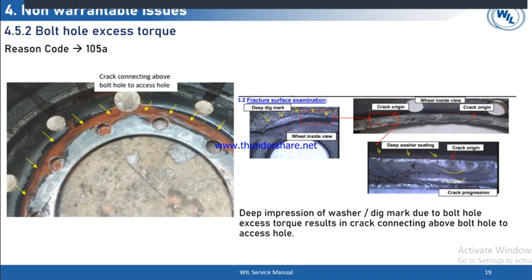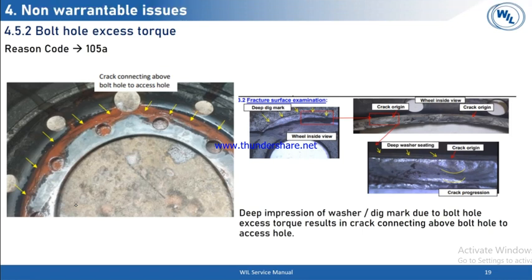Then bolt hole excess torque, which leads to cracks. Whatever excess torque is applied for wheel rim tightening, the nut tightening is important, but excess torque will transfer an excess amount of stress to the area near the bolt hole region where the bolt spacer will be. So it will dig out the material and the crack initiation will start from that area.